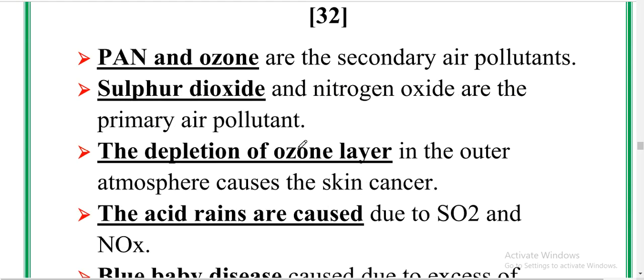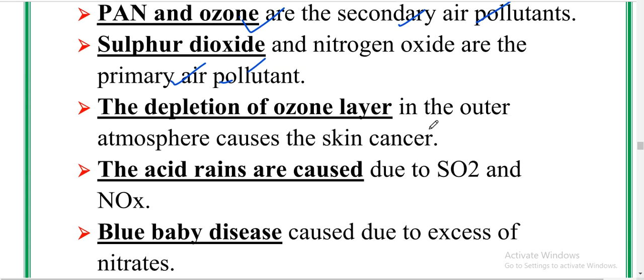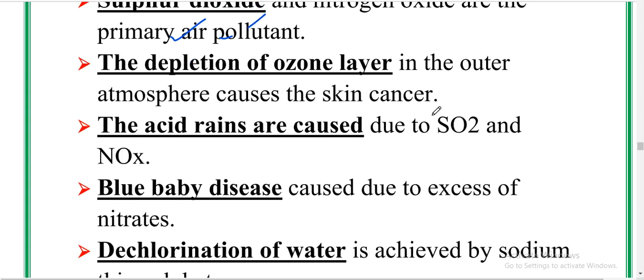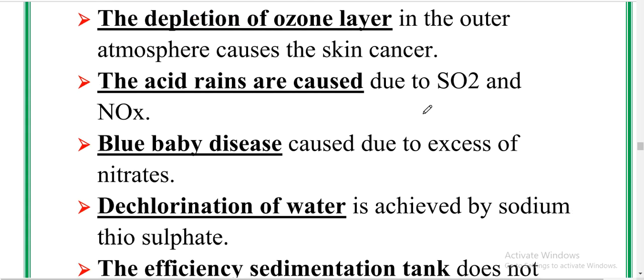PAN is a secondary air pollutant, and ozone is also a secondary air pollutant. Sulfur dioxide and nitrogen oxide are the primary air pollutants. The depletion of ozone layer in the outer atmosphere causes skin cancer. The acid rains are caused due to sulfur dioxide and nitrous oxide.